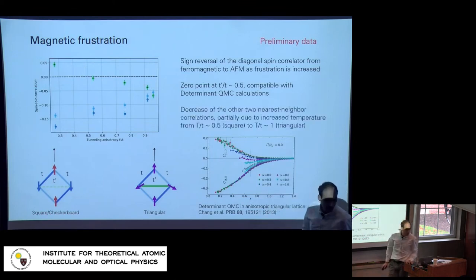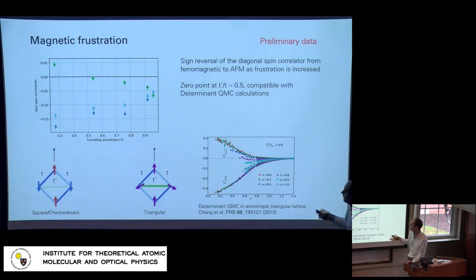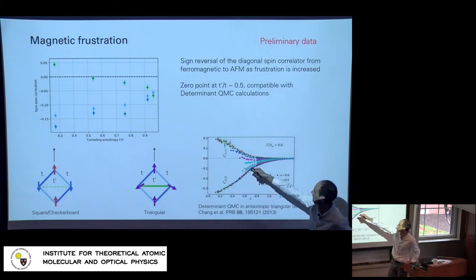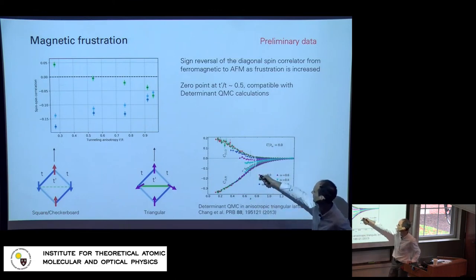Is alpha T over T prime? In the plot here, is alpha T over T prime, or what is it? I think it's the T prime over T. So it's really like here, going from a square to triangular geometry as you go from red to.